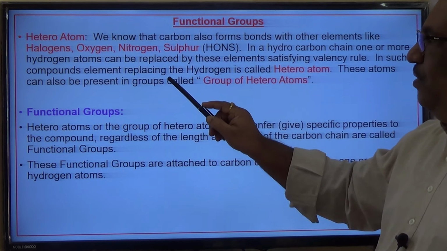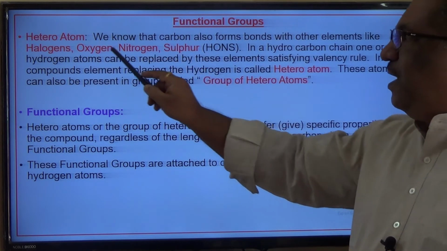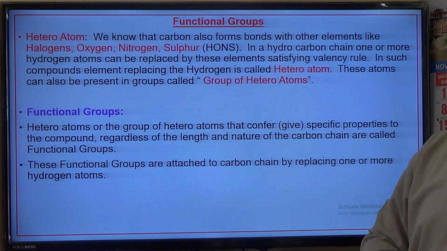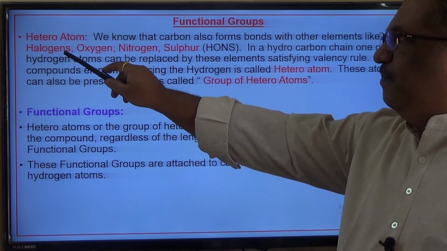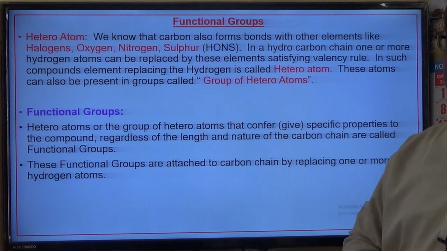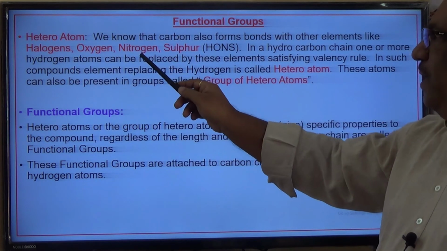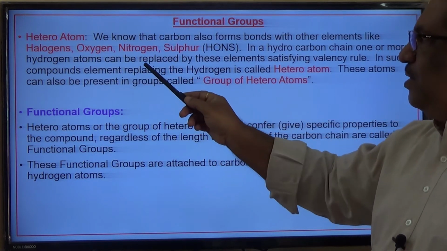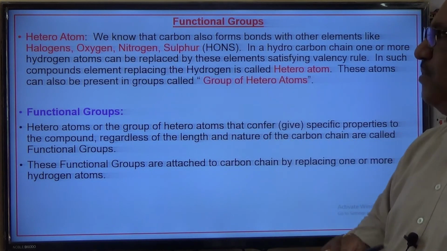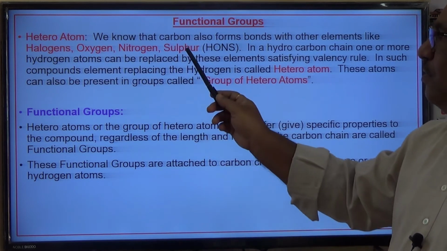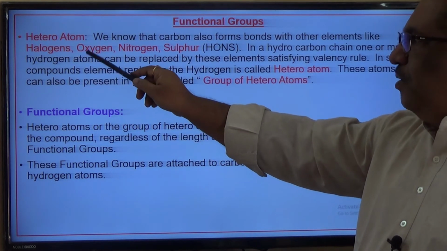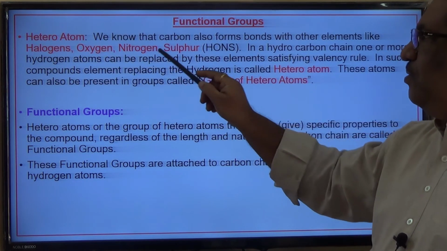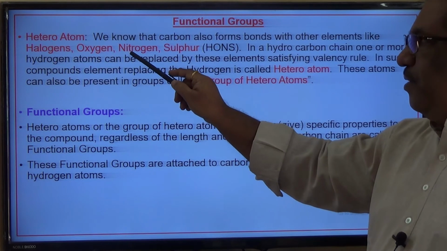Other than hydrogen, to which the carbon can bond, those atoms are called heteroatoms. Halogens are nothing but fluorine, chlorine, bromine, iodine. Then oxygen, nitrogen, sulfur. So carbon can form a bond with all these atoms or probably with a group of these atoms also. So these atoms, halogens, chlorine, bromine, fluorine, iodine, oxygen, nitrogen and sulfur, these are called heteroatoms.